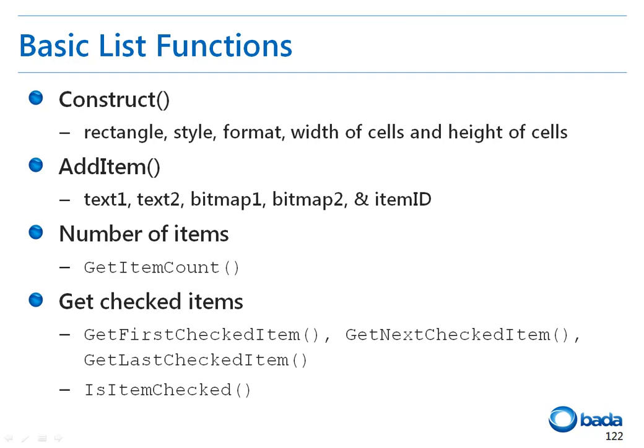To get the number of items in the list, you can use the getItemCount function. In addition, when an item has the on-off style or mark style, you can use the getFirstCheckedItem, getNextCheckedItem, and getLastCheckedItem functions in order to identify the selected items. You can also check whether an item has been selected or not by using the isItemChecked function.